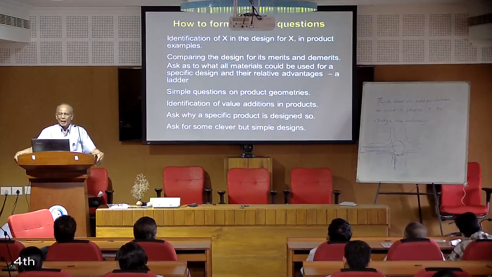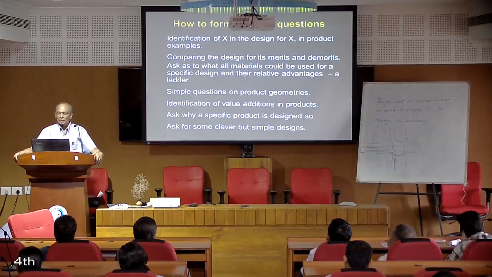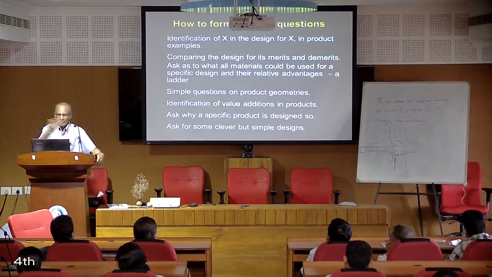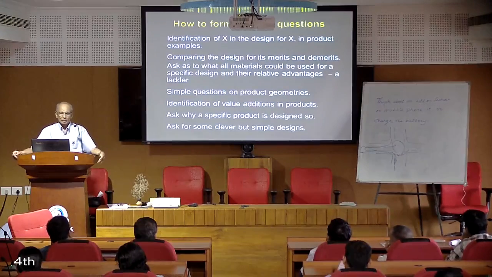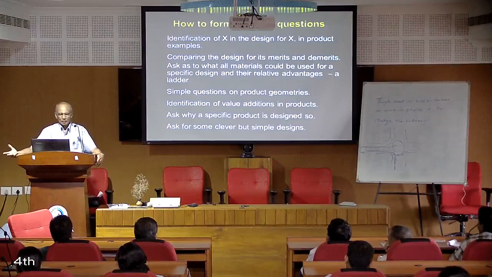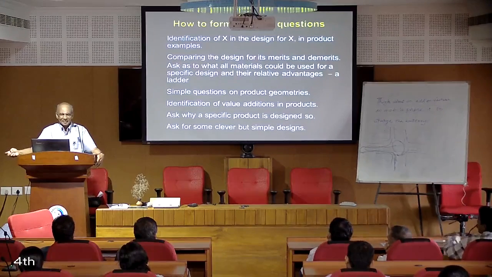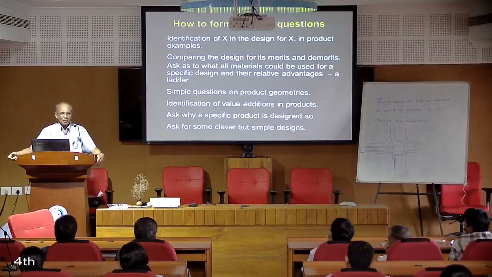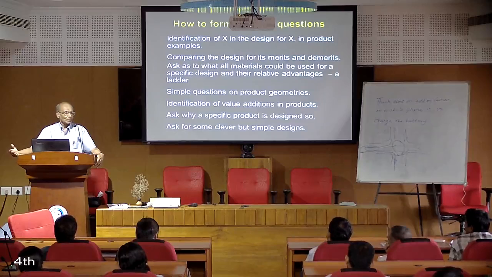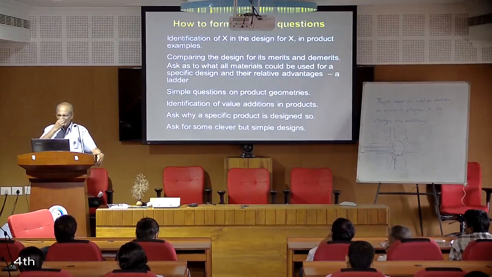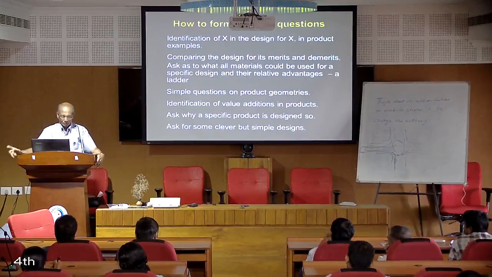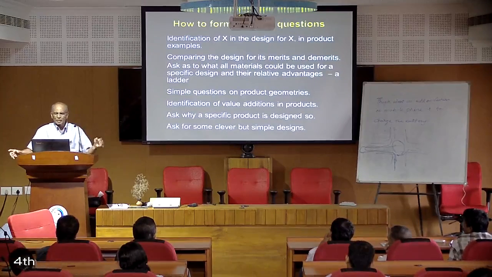See, another one will be identification of X in the design for X in a product example. You have seen a number of X's are there. Design for what? Design for safety, reliability, quality, manufacture, logistics. Quite a lot of things are there. Anything which is not connected with design is X. So thereby there are a number of things.